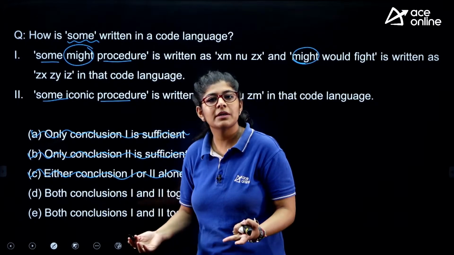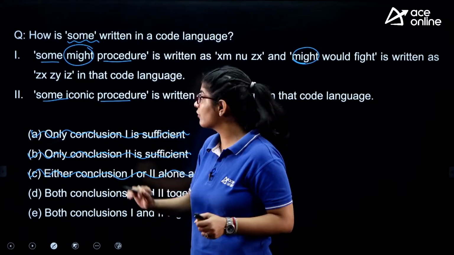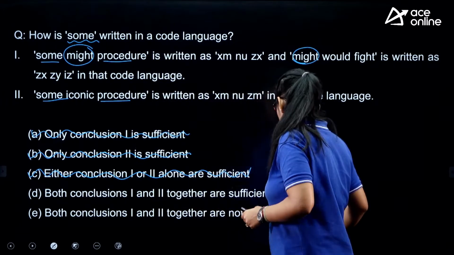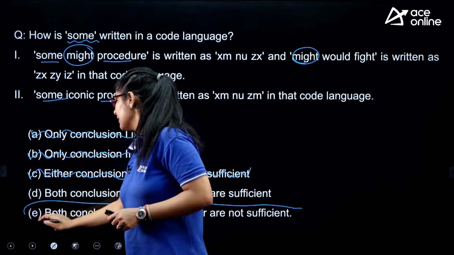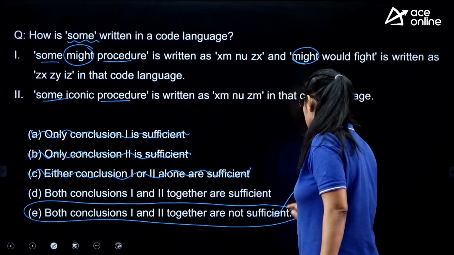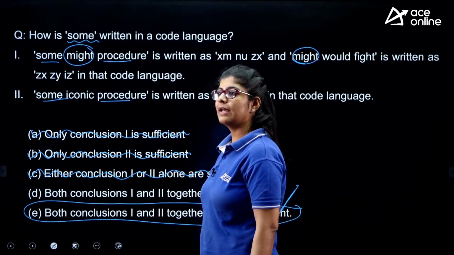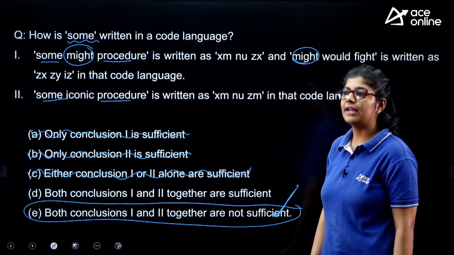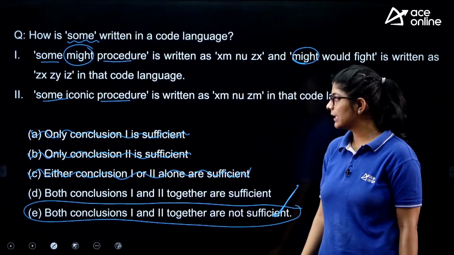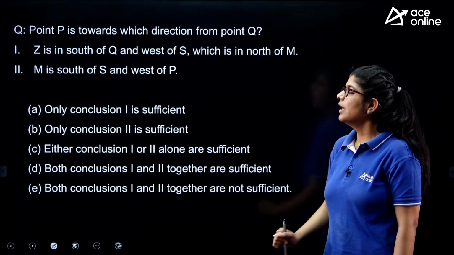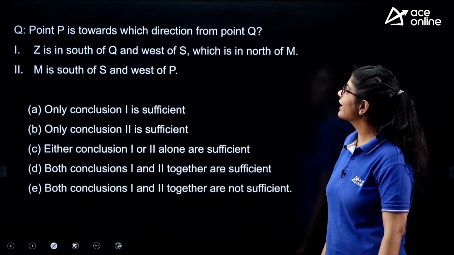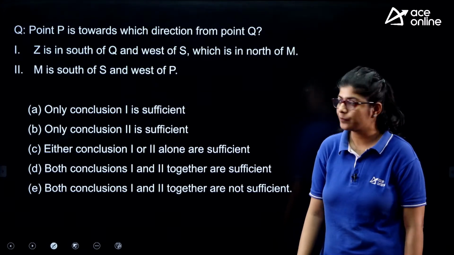Again, we are not able to get the specific code for sum after combining these two statements as well. So we will go with option number E. Option number E is the correct one. Clear? Next.